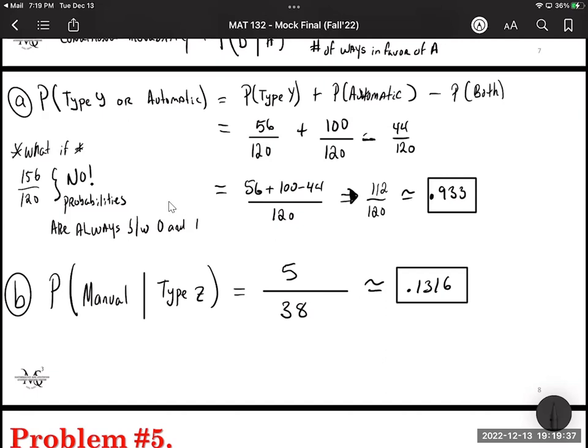Now, if I wrote 38 over 5, what's wrong with that? It will be more than 1, which is no good. You can't have probabilities that are more than 1.